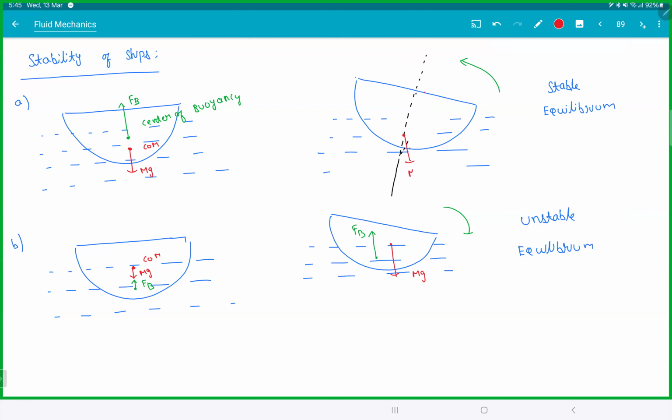So mg will be somewhere here. The buoyant force will shift somewhere to the side. So this FB, the point which crosses this point, right? There's a name for this. It's called metacenter. We don't have this in the portion, but just in case. So for stable ships, what should we do? For stability, the center of mass must be below the center of buoyant force.